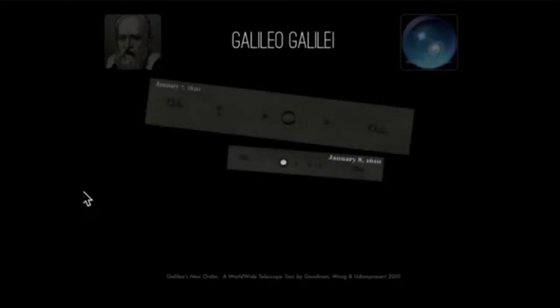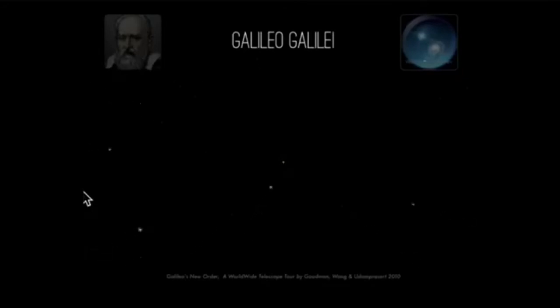This arrangement interested Galileo not only because it was different than the previous night, but also because the points of light around Jupiter did not appear to move in exactly the same way as Jupiter did relative to the visible stars.